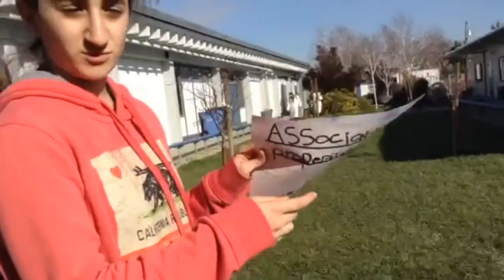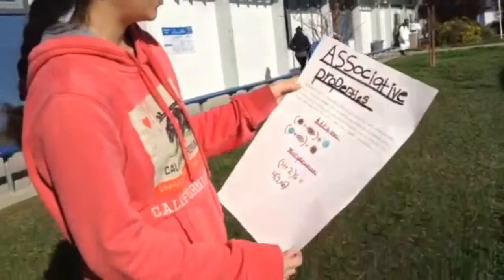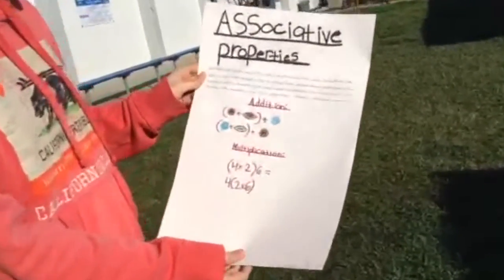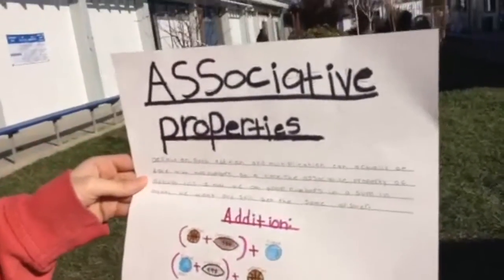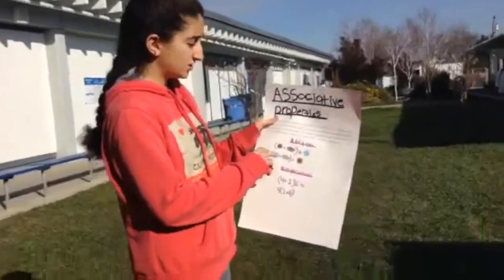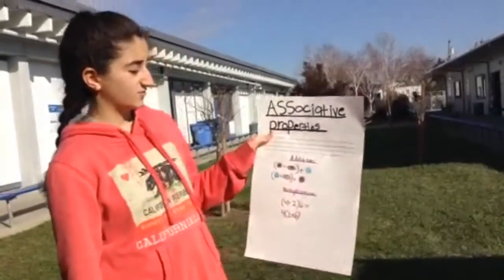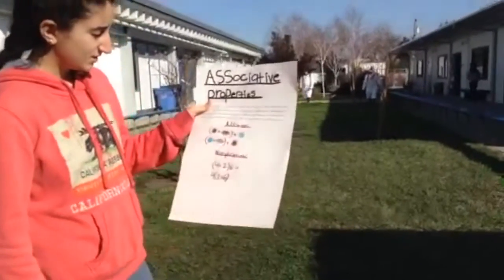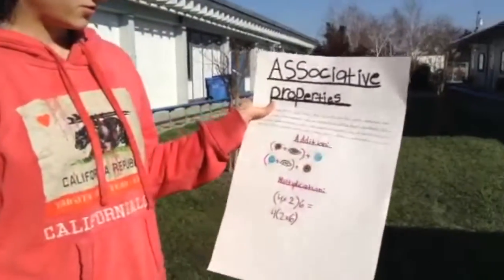Okay, we've got a couple seconds left. I did the associative properties. The definition is that both addition and multiplication can be done with two numbers at a time. The associative property of addition tells us that we can group numbers in any way. For addition, I just did basketball plus football plus rubber ball, which equals rubber ball plus football plus basketball. And same with the multiplication, 4 times 2, and then x, equals 4 times 2.